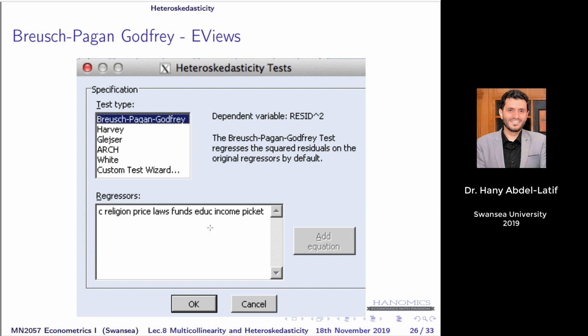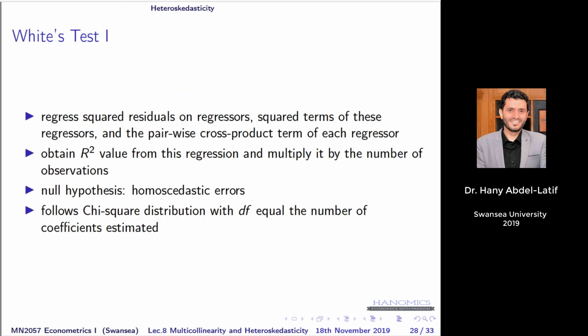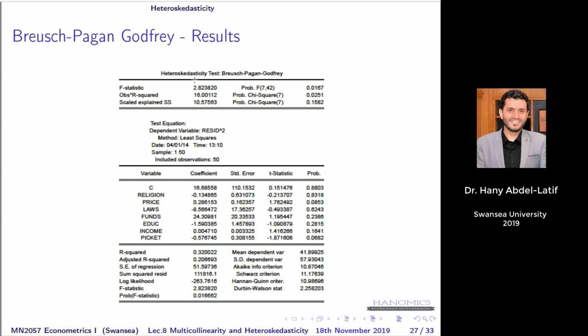And then your regressors: these are all the regressors I had in my model, so I just added them all. Once you press OK, that will give you the results. I assume you can see that, but I'll tell you what the p-value is. It's very small, I know.